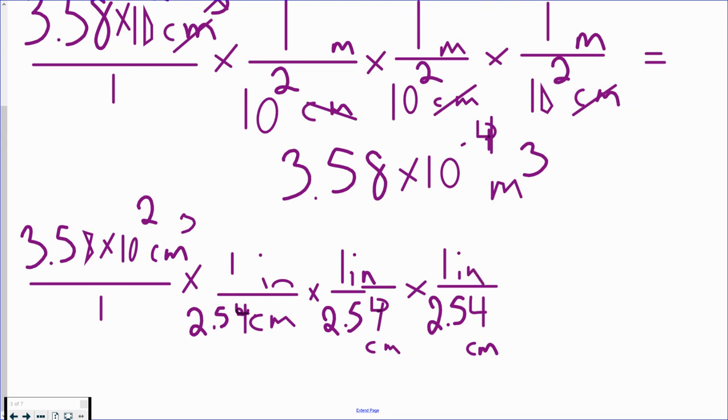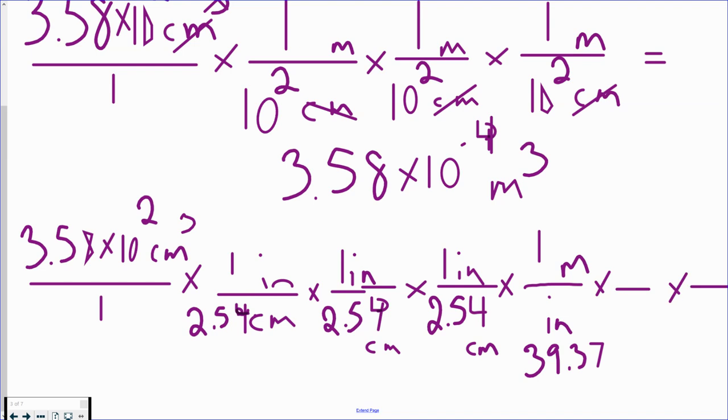Now I'm in inches cubed. So now I need to go from inches to, I can go directly to meters. So this is inch now on the bottom and meters up top. Well, meters is bigger, and in a meter are 39.37 inches. Now, if I do that 2 more times, I'll be in meters cubed.